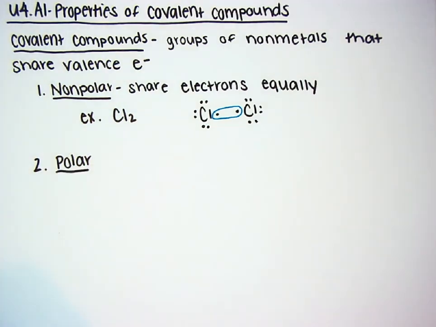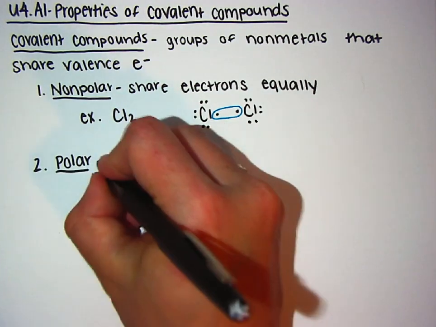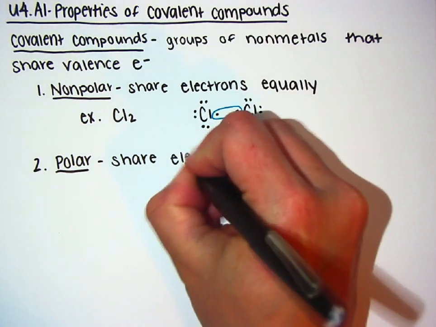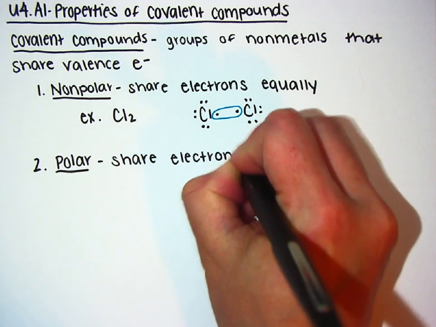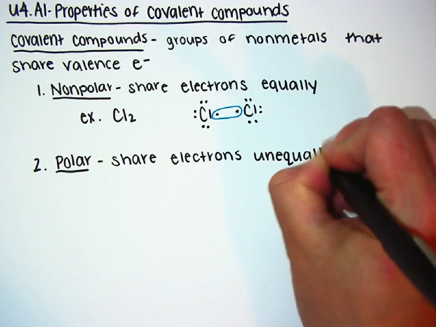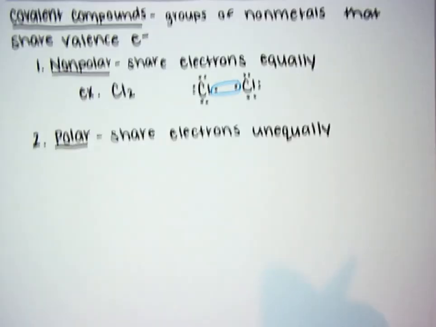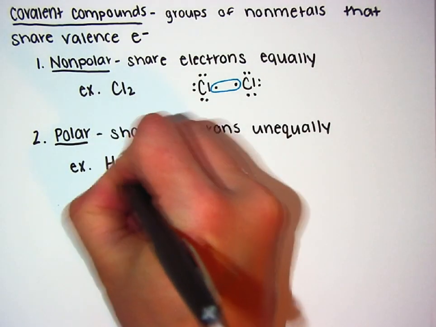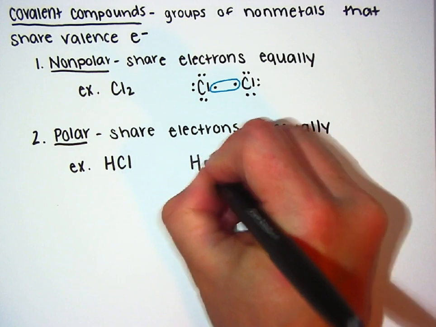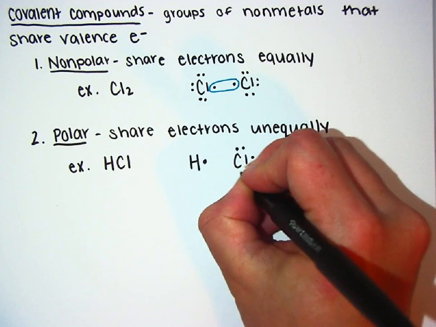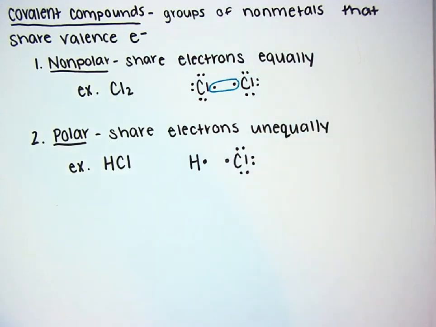We can also have polar covalent compounds. And again, the difference is how they share their electrons. Polar covalent compounds share electrons unequally. An example, HCl. So again, this is a covalent compound. They are going to share electrons.